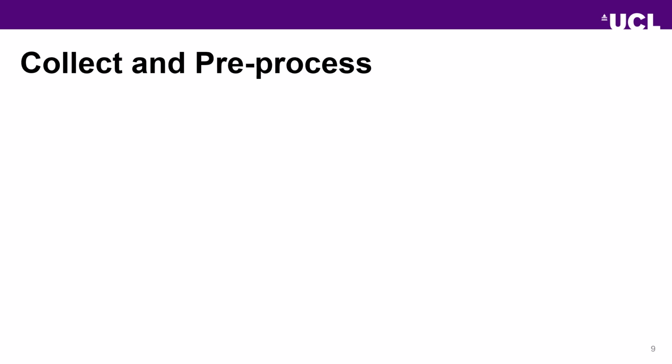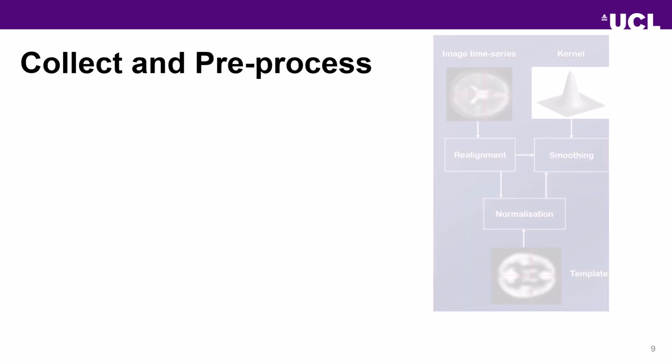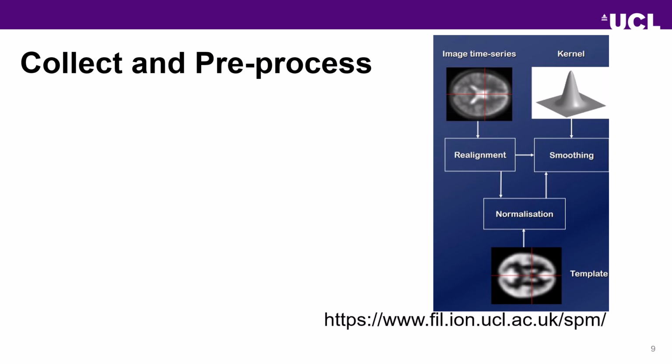So we've collected it, and now we need to pre-process it. So this is just taken from the SPM website. Again, we might have some time series imaging. In this case, they're showing an fMRI example, but we need to align it, normalize it, and perhaps smooth it. Again, this will depend on your imaging technique and your experiment, and you should consult for your specific use. But we need to do some pre-processing.